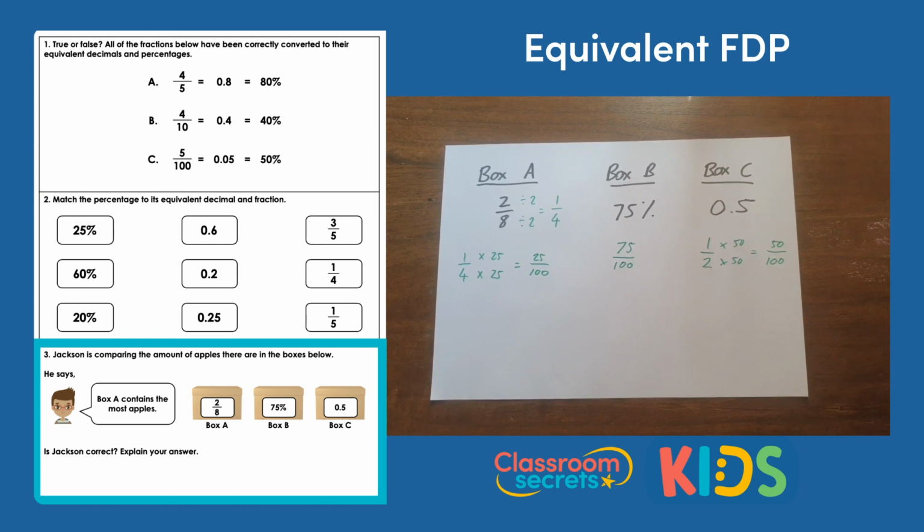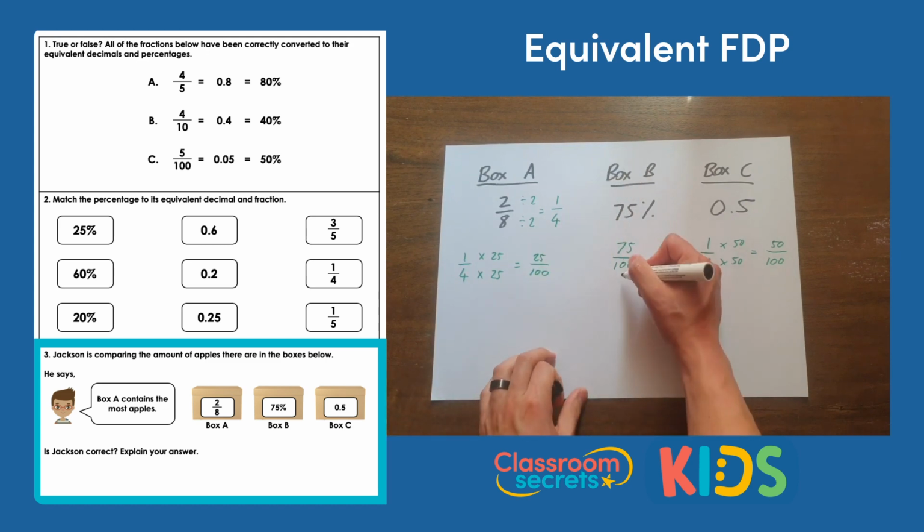Now that we've got a fraction over 100 for all three boxes, we can go ahead and compare them. So Jackson says that box A has the most apples. Now if you look at our fraction, it's only got 25 over 100, and box B has 75 over 100, and box C has 50 over 100. So actually Jackson is incorrect because box A has the fewest apples, box B has the most apples. So Jackson is incorrect.